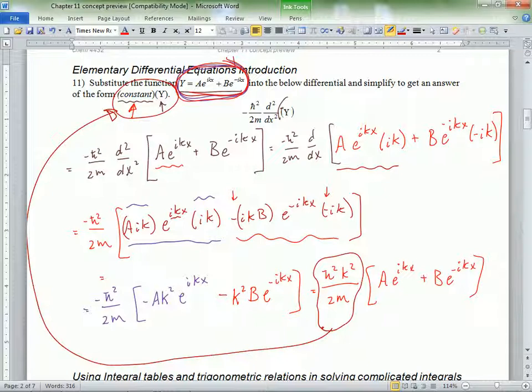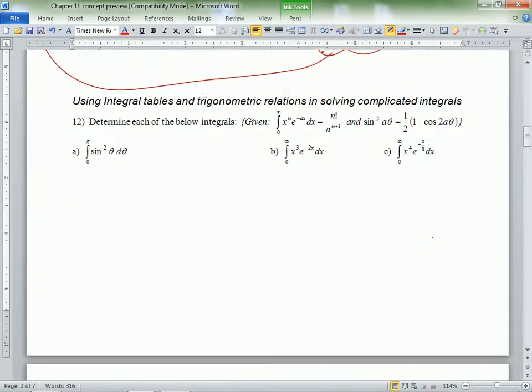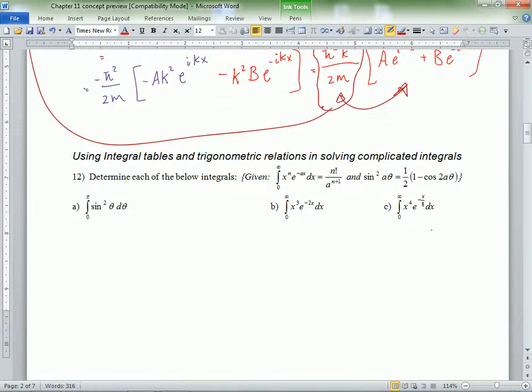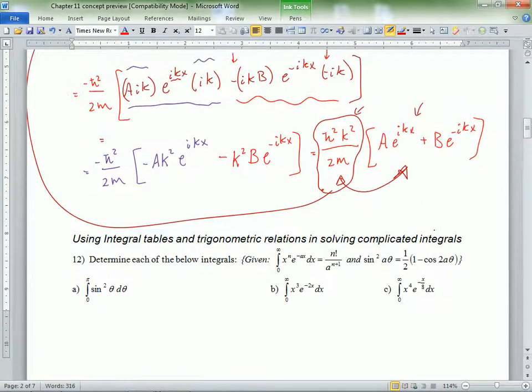Okay. So there's real significance to this expression in the molecular nature of very, very small particles. And there's real significance to this operation, where you get a constant and then your function back again. Okay, and we'll get into that in the classroom. Using integrals, integral tables, and trigonometric relations in solving complicated integrals.